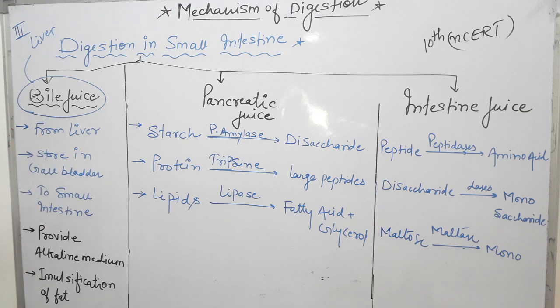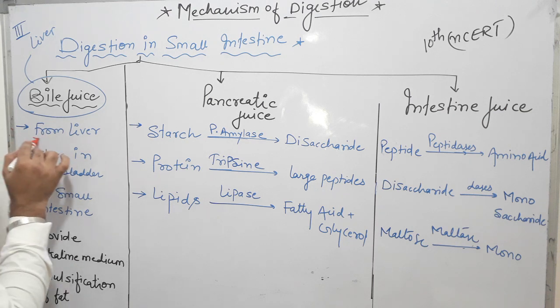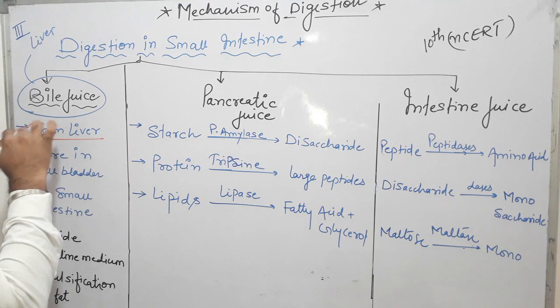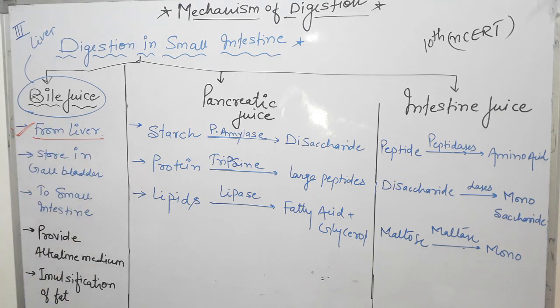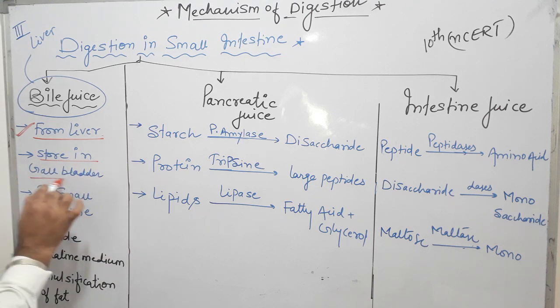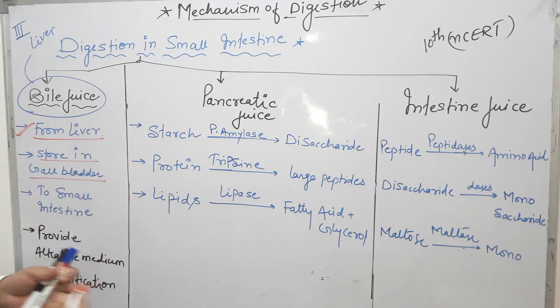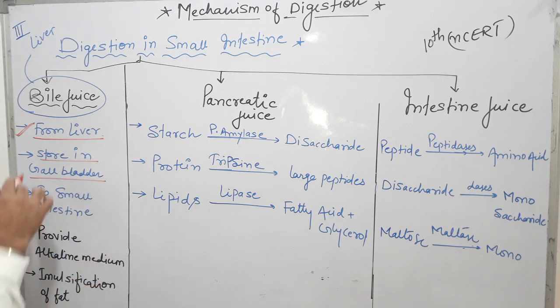The small intestine receives the bile juice from the liver. So first point, it is received from the liver. Now where is it stored? It is stored in the gallbladder before it enters the small intestine. Next, it is transferred by the duct into the small intestine. Clear? So that is bile juice.